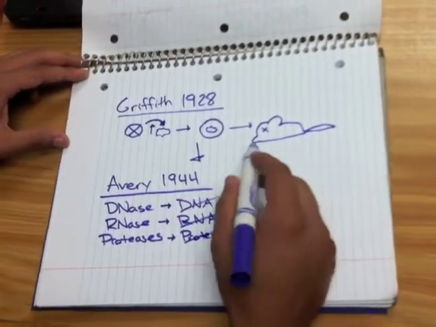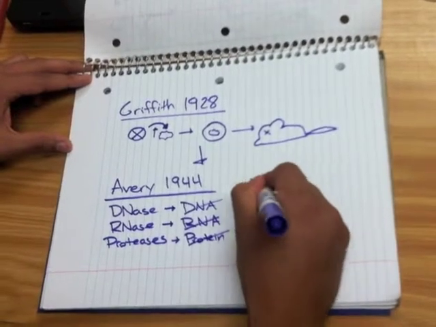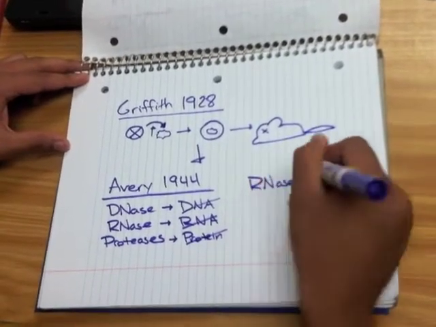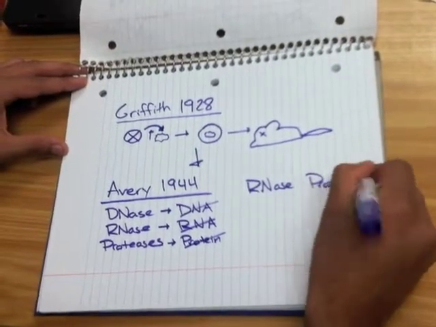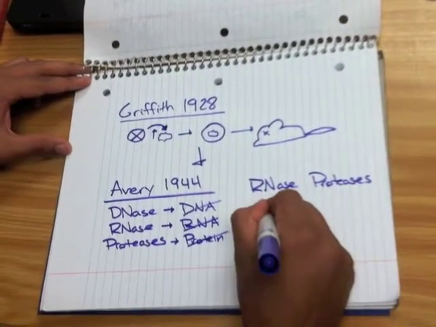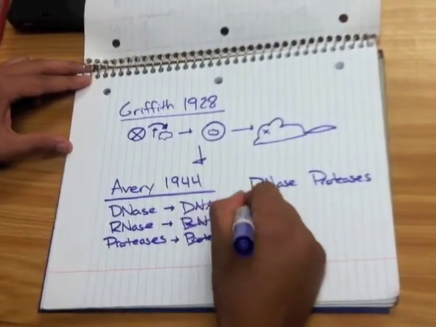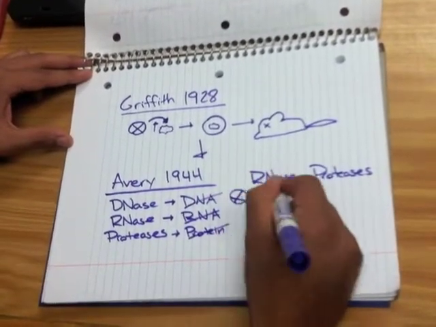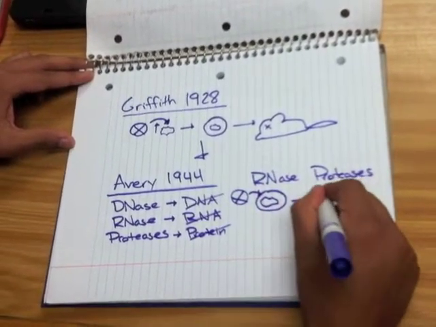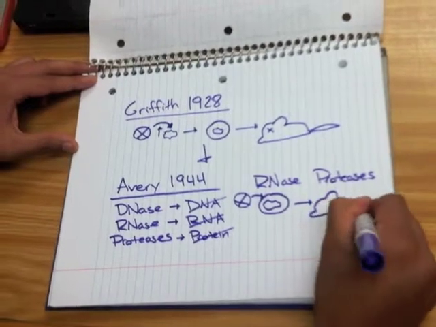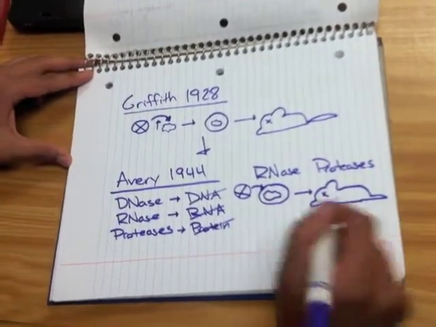What Avery found when performing a similar experiment to Griffith's, when he added either RNase or proteases, was that the R cells were still able to get genetic material from the heat-killed S cells and were able to form capsules. The mice that they were injected into contracted pneumonia, and the mice died.